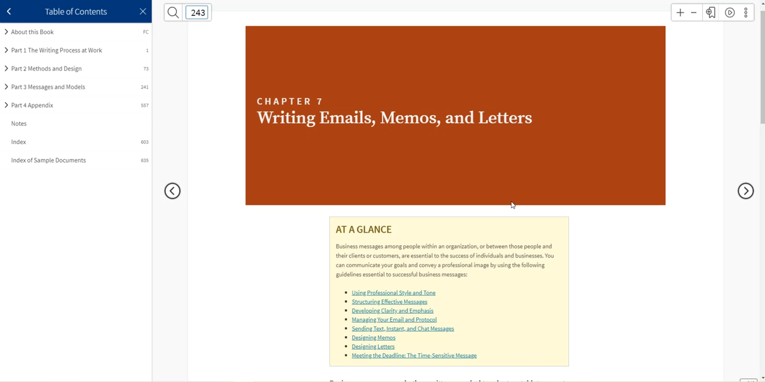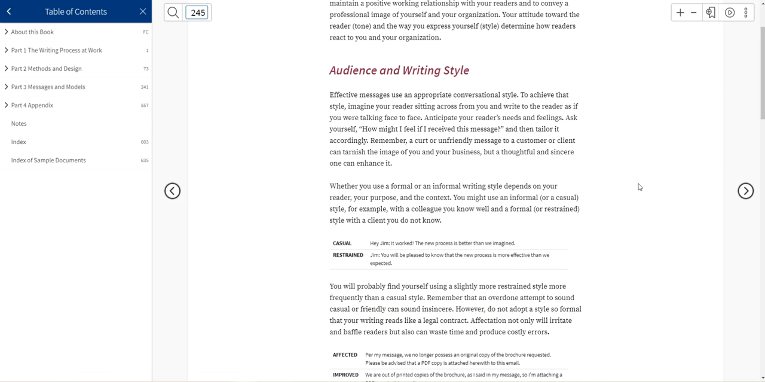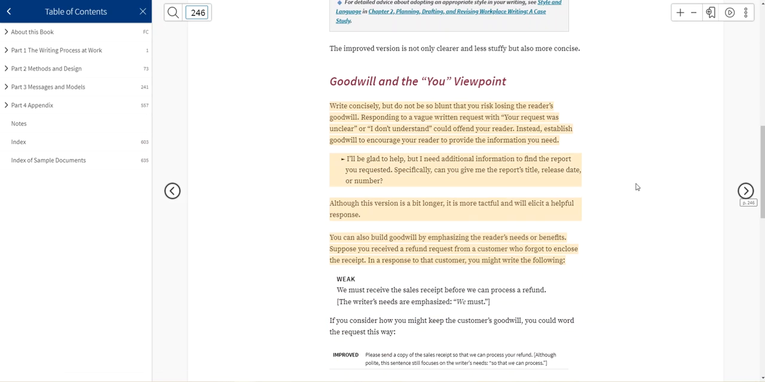So I want to move on to chapter 7 and take a look at some of the categories that we talked about, strategies, and style and tone. We always want to be able to use a style and a tone depending upon your particular audience. The email assignment can be a more informal tone. However, the letters in correspondence assignment number 2 are more of a formal tone because it is a complaint between business companies and organizations. So you always want to look at the goodwill and the you viewpoint.